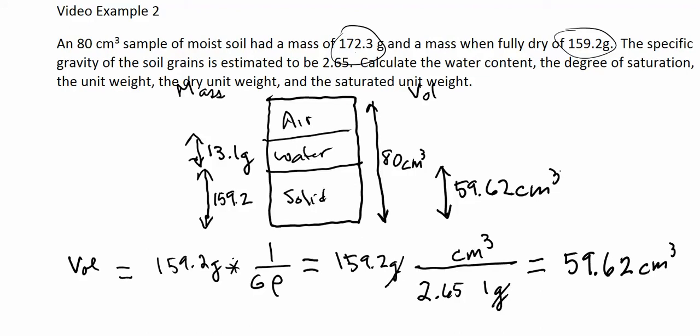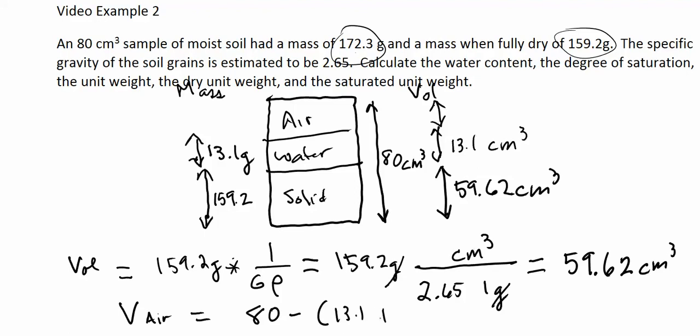Similarly, we need to find the volume of the water. That's an easier calculation, one that you can do in your head. We have 13.1 grams of water, so it's got to be equal to 13.1 cubic centimeters of water. The only thing that leaves us to find is the volume of the air phase, and the volume of the air is just going to be equal to 80 minus the sum of 13.1 plus 59.62. I got 7.28 cubic centimeters for the air phase.